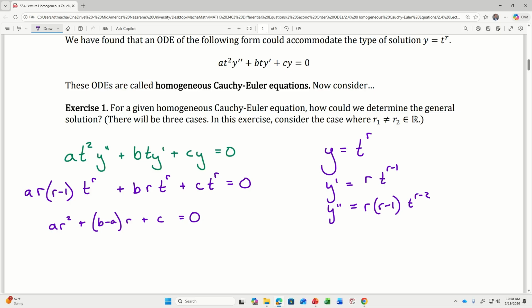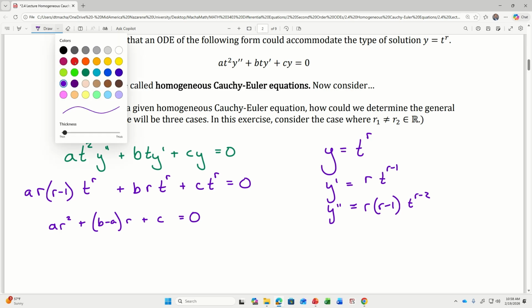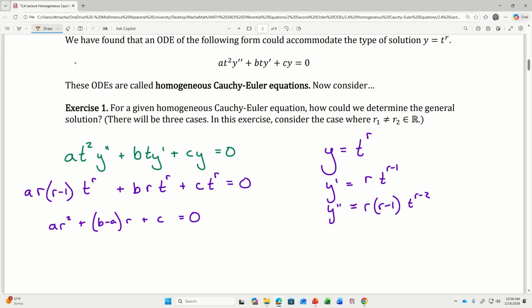Okay, in this context, we're considering an equation where a, b, and c are constants that are given to us. Those are defined for this ODE. And now the question is, how do we find what value of r satisfies this equation? And just like before when we had constant coefficients, this equation is called the characteristic equation.